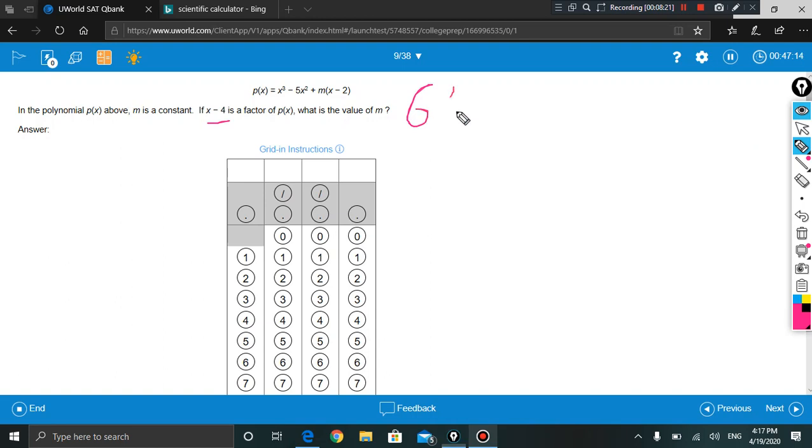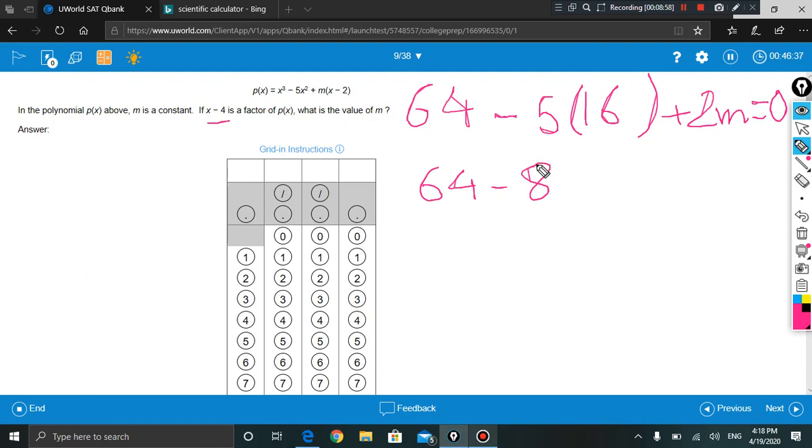4 cubed is 64. Minus 5 times 4 squared. 5 times 16, plus 4 minus 2, that's 2m. That should equal 0, right? 5 times 16, well, that's 50 plus 30, that's 80. 64 minus 80 plus 2m is 0.